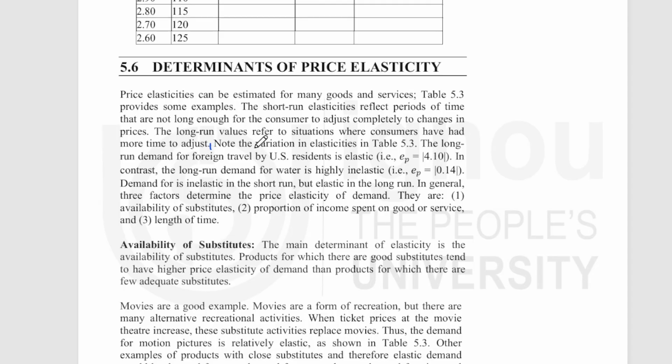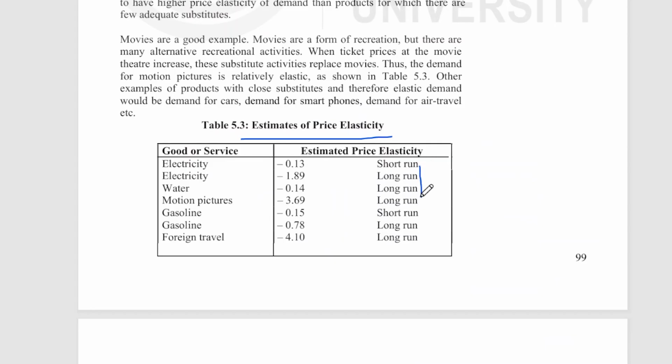And note the variation in elasticity in Table 5.3. In the long run, demand for foreign travel by US residents is elastic. Okay, so this is long run and short run also here. And in the long run, demand for foreign travel is more elastic.